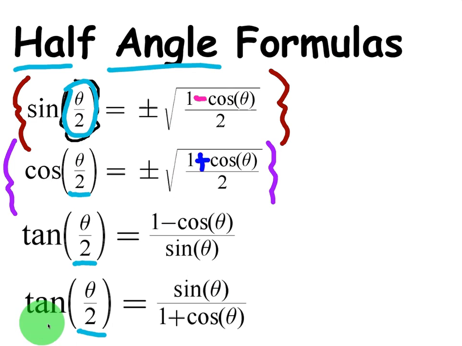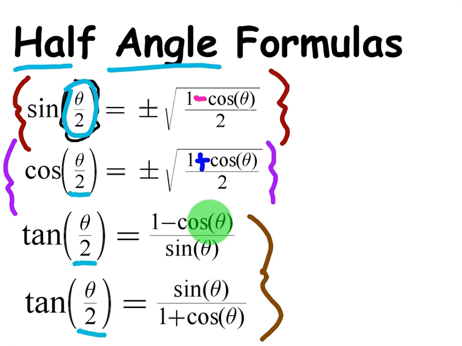Okay, so last we have 2 variations for the tangent. The reason for that is sometimes you want to write tangent of theta over 2 in terms of sine and cosine. Each of these applications is going to be different depending on what you're trying to simplify. So for the top one, we have tangent of theta over 2 equals 1 minus cosine theta over sine of theta. On the bottom, we have tangent of theta over 2 equals sine of theta over 1 plus cosine of theta. You can see how these are very similar.